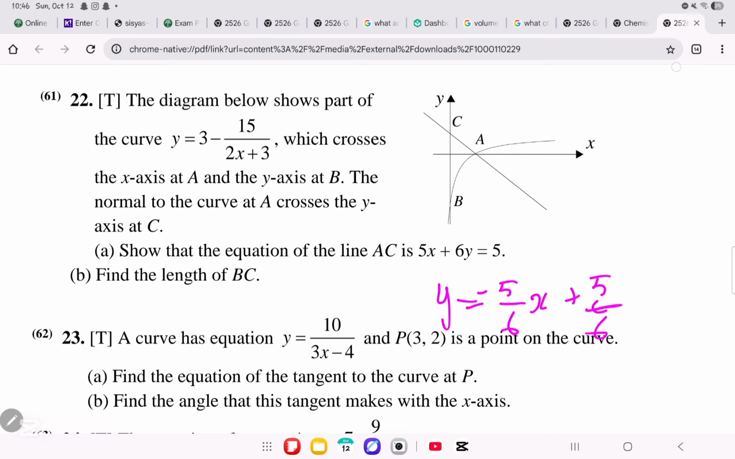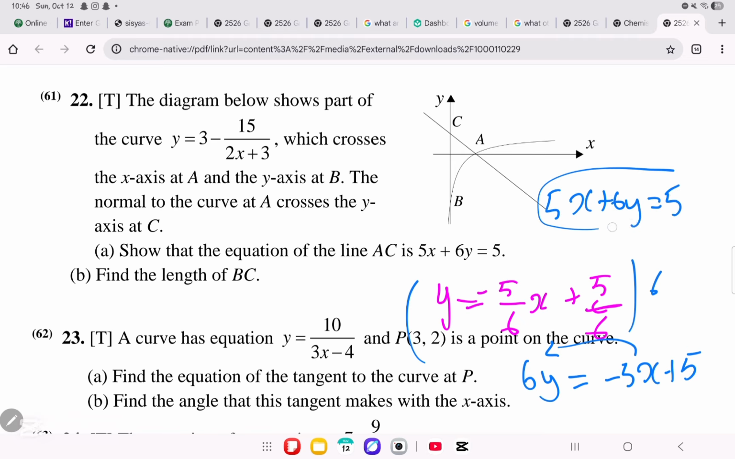Now we just need to solve it. How do we solve it? We get rid of the 6 in the denominator, so it becomes 6y equals minus 5x plus 5. Move this to the other side, it becomes 5x plus 6y equals 5. Now, we need to find the length of BC. We have the length of AC, right? But actually, we don't need anything. We just need to find the length of BC.